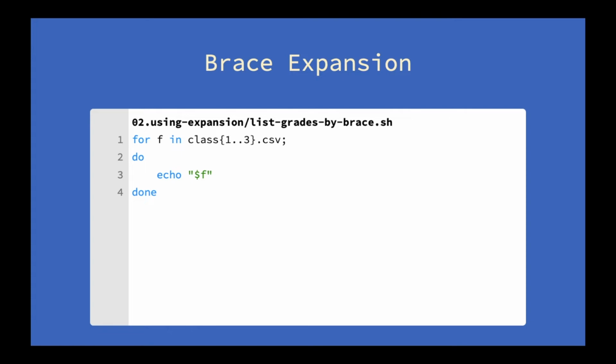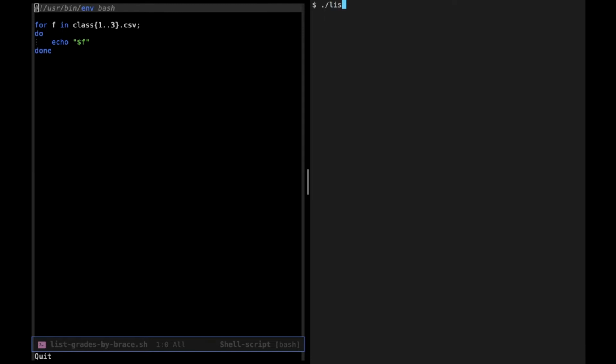Here we took those CSV files from the last example. We can rewrite the above for loop like this. We put the prefix class here, and then a left brace. Next is the beginning number 1, followed by 2 dots, then the end number 3. Finally is the extension. In the body part, I just print the file name out to see if everything's okay. And yes, we got the same files.